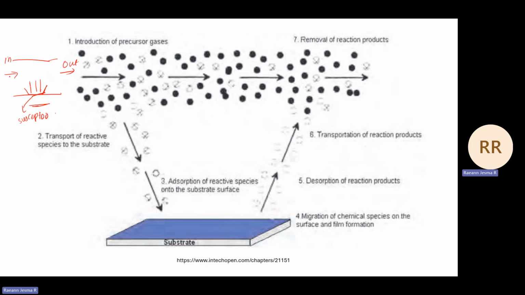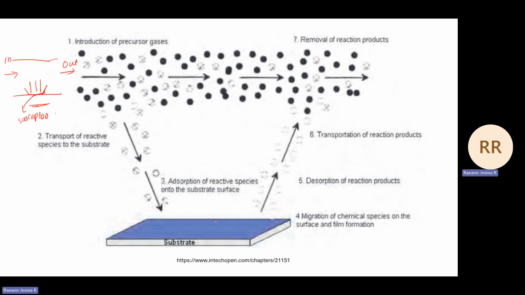And we'll have an inlet and outlet for flowing the gases. So what happens is, first we will introduce the precursor gases. Then we have to transport those species to the substrate. Once that has happened, the reactive species will get adsorbed on the surface of the substrate.